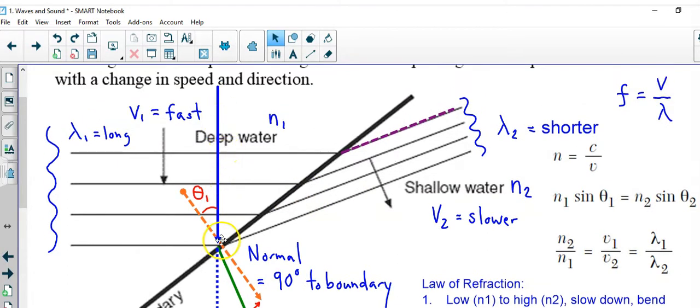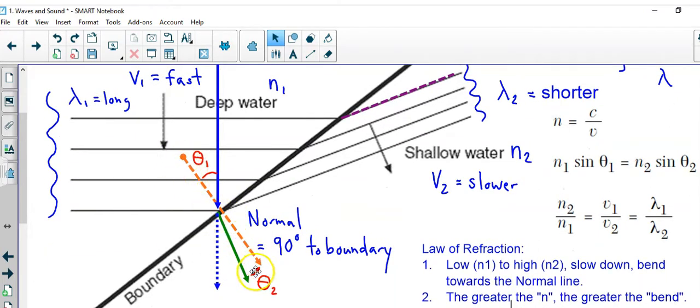This blue line is the ray that represents the movement of all of these wave fronts. The distance between wave crest to wave crest is a wavelength. This orange line represents the 90-degree mark, or the normal line, off of this surface. When the wave meets the surface, the ray of this wave makes an angle, theta 1, with the normal. If there was no boundary, the ray would just love to continue along this blue dotted line. But because the boundary is in the way and it redirects, it bends the wave.